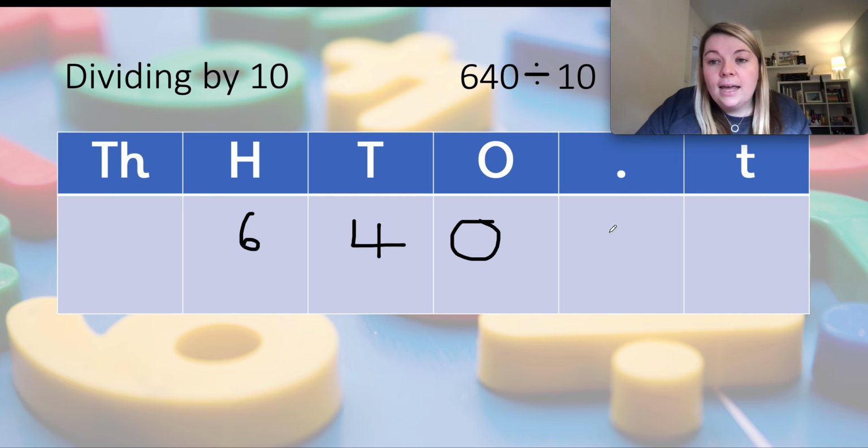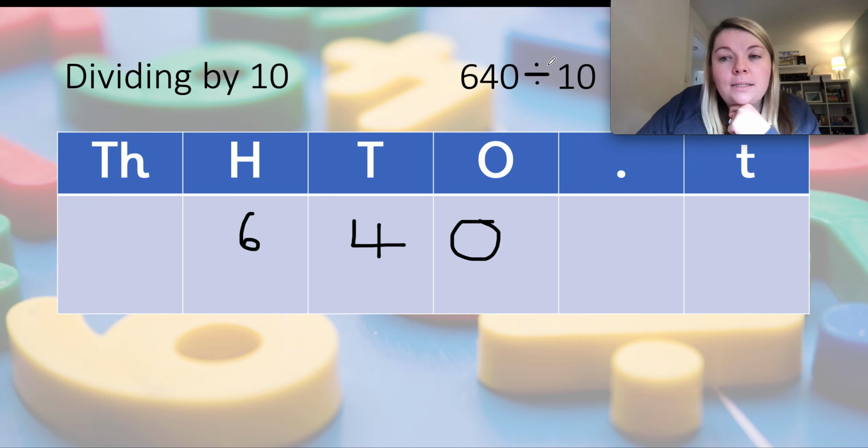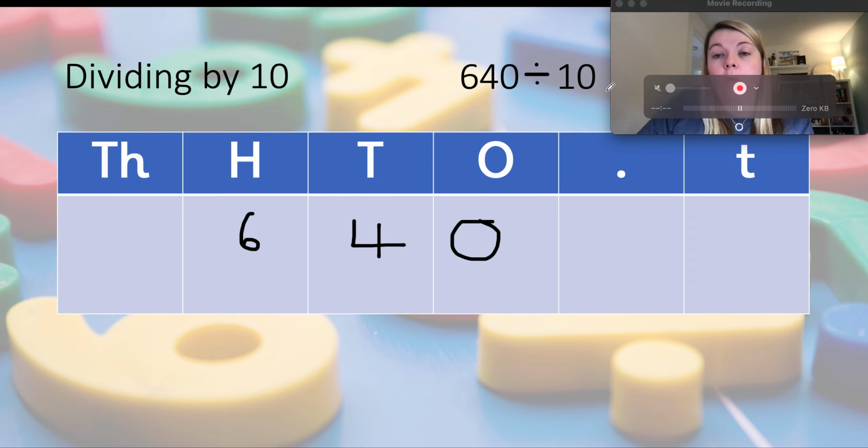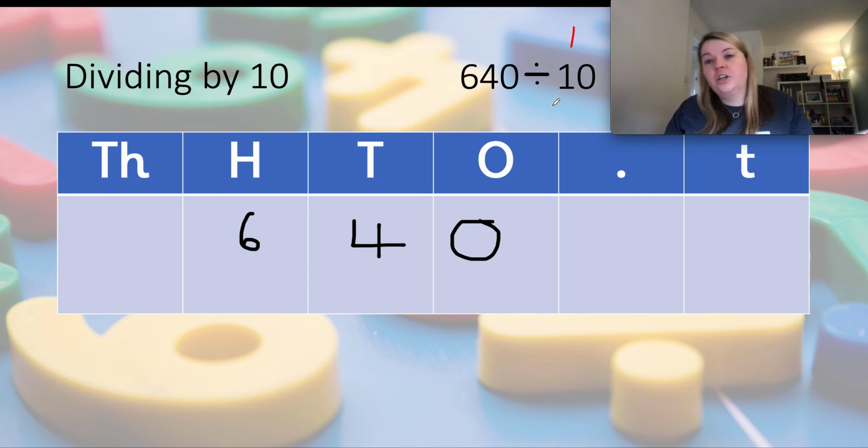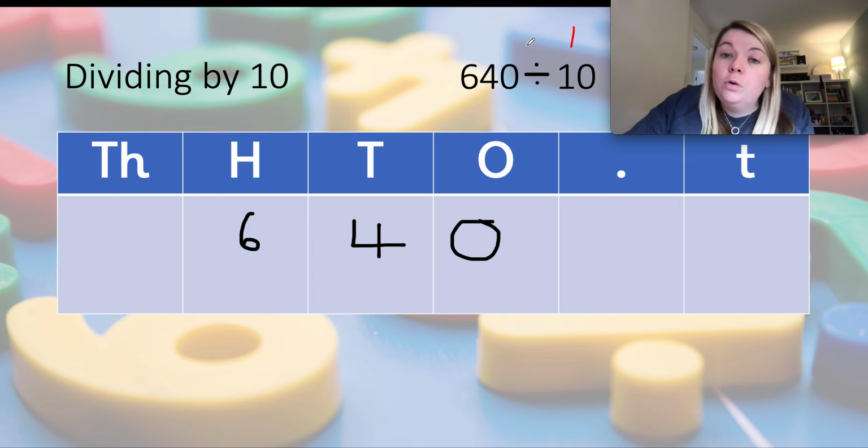Now, dividing means to share. So if your question is 640 divided by 10, when we divide by 10, we only move 1 place value column because there's only 1 zero. So we're going to do that now. 1 place value column. Because we're sharing, the number gets smaller, because if you imagine a big bag of sweets, if you ate them all yourself, you'd get all the sweets yourself. If you're sharing them out, you're going to get less sweets. So because the numbers get smaller, the place value columns move to the right.